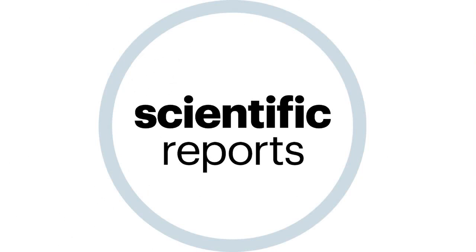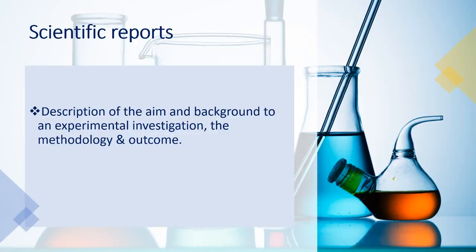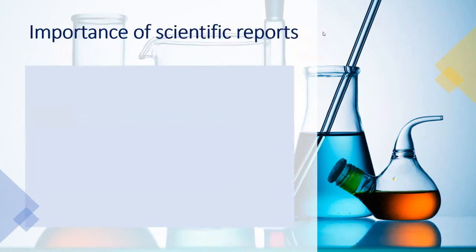We will be talking about what to include in a scientific report. Before I proceed, I would like to briefly explain what a scientific report is. A scientific report gives the detailed description of the aim, background to the experimental investigation, the procedure to which the experiment was conducted, the result or output from the experiment, as well as its addition to science.